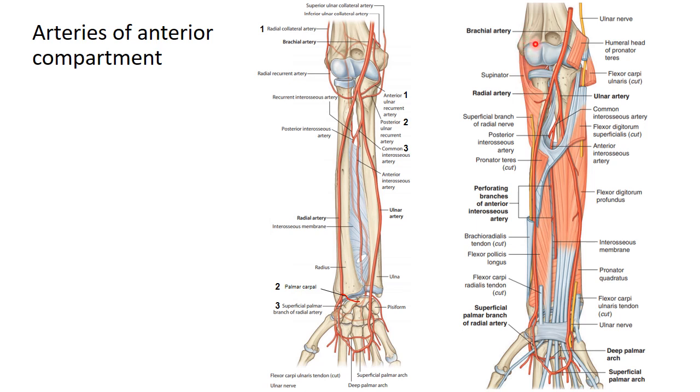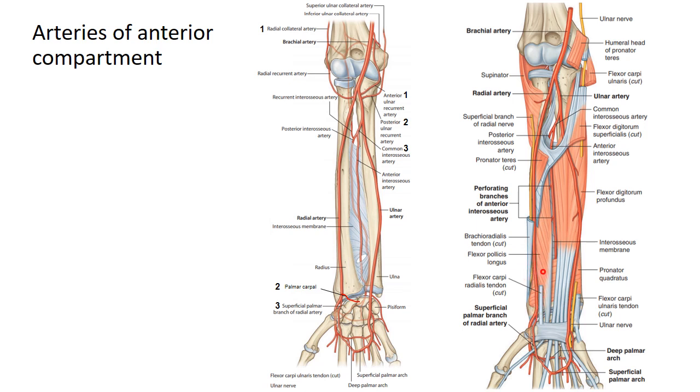Then it divides into two branches: a deep branch, which is the branch of the posterior compartment of the forearm, and a superficial branch. The superficial branch is sensory; the deep branch is motor. The superficial branch, the sensory branch of the radial nerve, descends downward with the radial artery beneath the brachioradialis, and then in the lower third distally it emerges from the medial border of the brachioradialis and runs anteriorly in the lower aspect of the forearm just beneath the skin and the fascia.